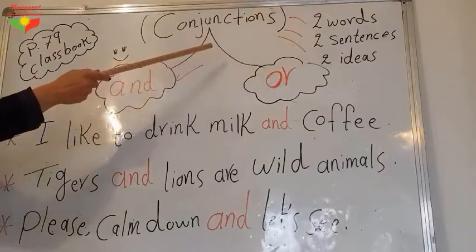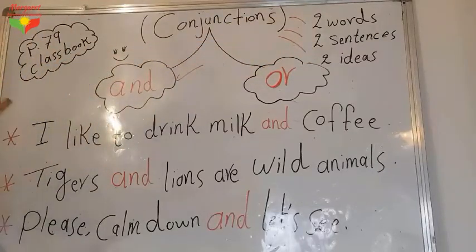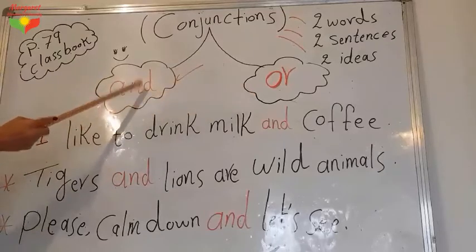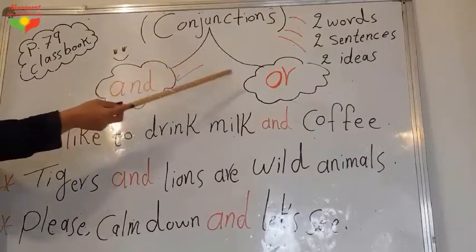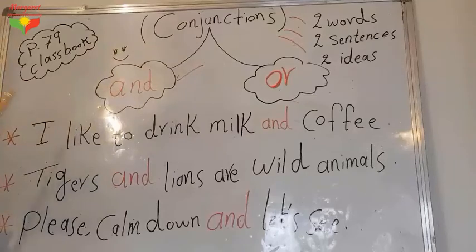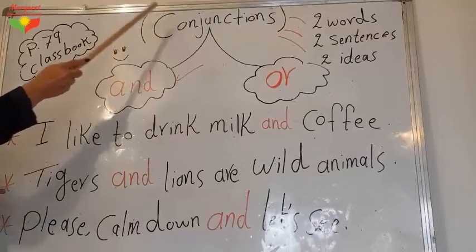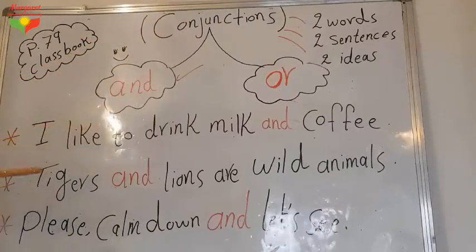We have a lot of conjunctions, a lot of words that are conjunctions, but here in the book we had "and" and "or". So I would like to follow the book as well. First, let me explain "and", one of the conjunctions. Let me tell you how you can use it. I would like to explain this conjunction with these three sentences.